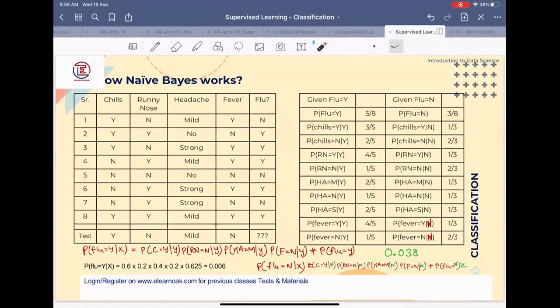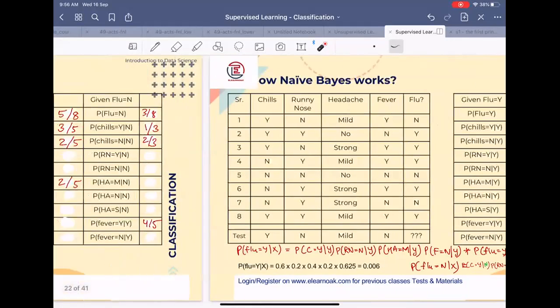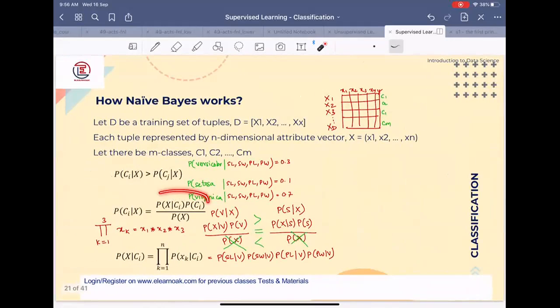Okay. Let me summarize what we have done. We have seen, from a given data, how to evaluate the prior probabilities. We have also seen from this data how to evaluate the conditional probabilities for each of the features given the condition that we know that they have flu or not. Once we have these probabilities, we can then evaluate this term. How are we evaluating this term? We are evaluating that term using our Bayes theorem.